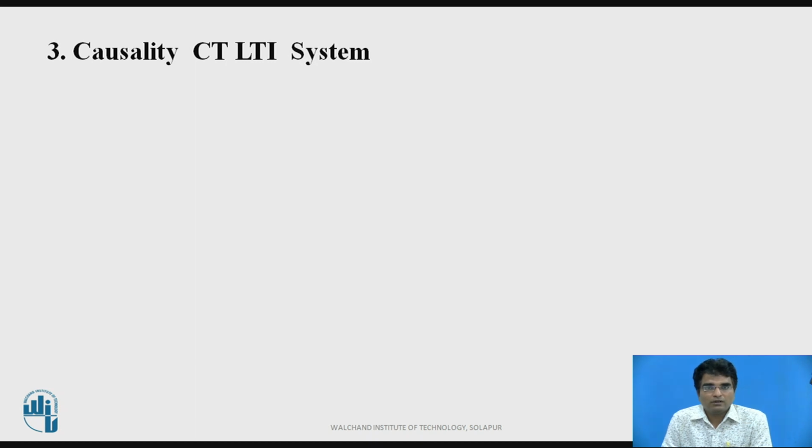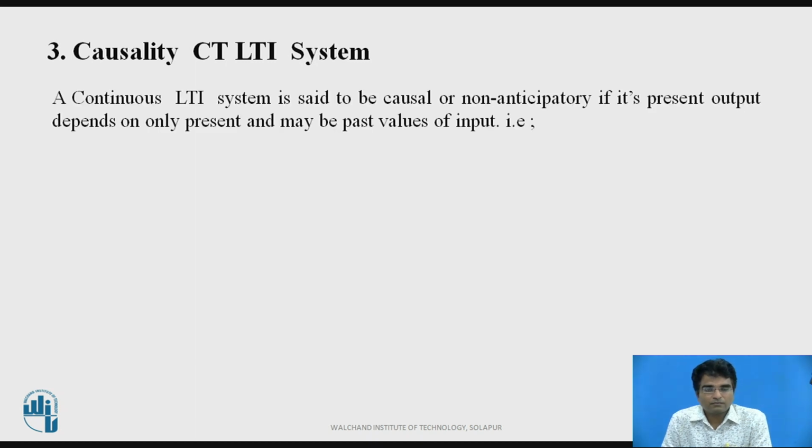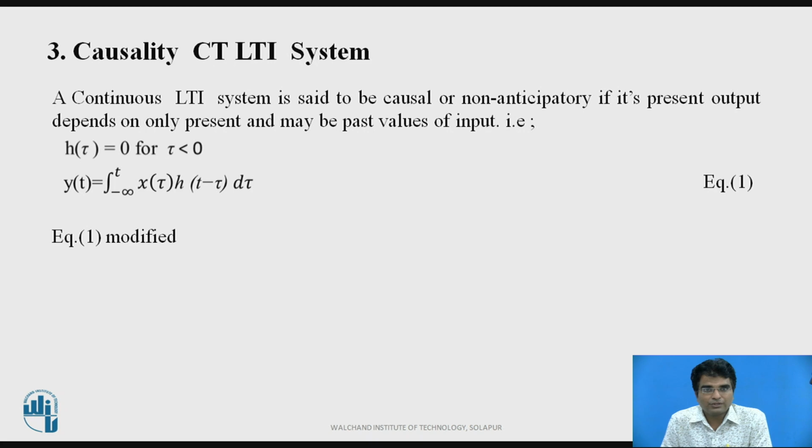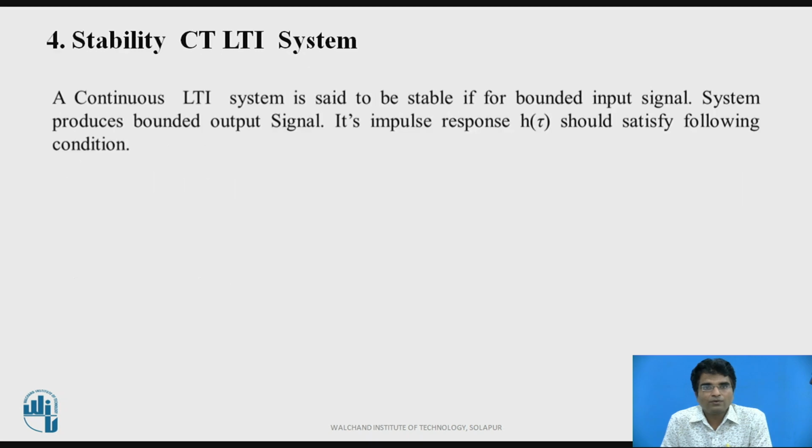Third one, causality of continuous time LTI systems. A continuous LTI system is said to be causal or non-anticipatory if its present output depends only on the present and maybe past values of input, that is, h of tau equals 0 for tau less than 0. y of t equals the integral from minus infinity to t of x of tau h of t minus tau d tau, which is given by equation number 1. Equation 1 modified: y of t equals the integral from 0 to t of h of tau x of t minus tau d tau.